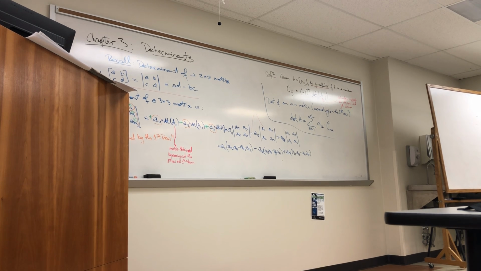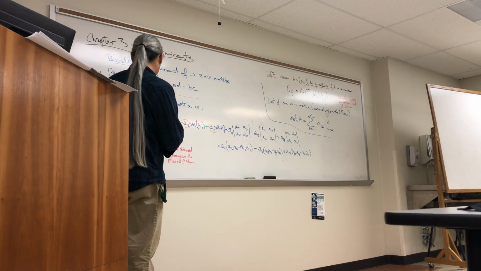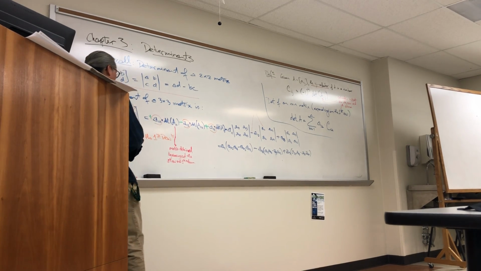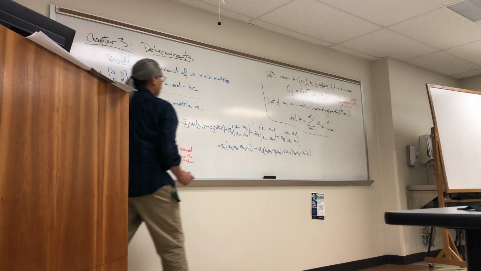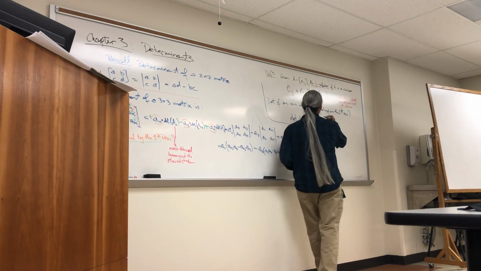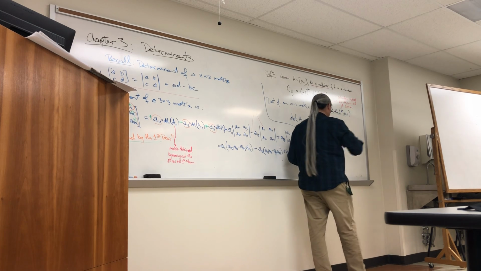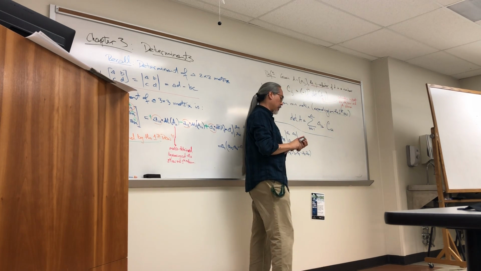So there's a theorem that says you can expand on a specific row or column. We've been expanding on the first row in these examples that we're coming up with, but there's a theorem that says you can expand on any row or any column.